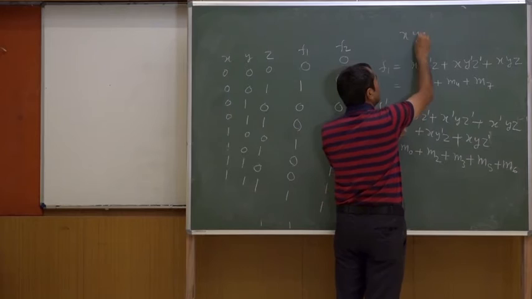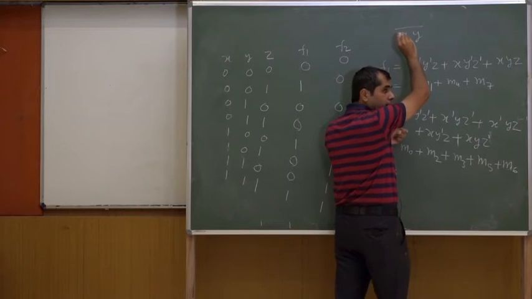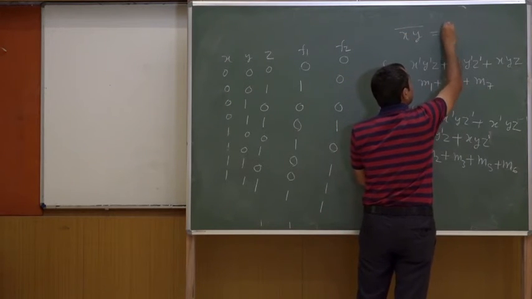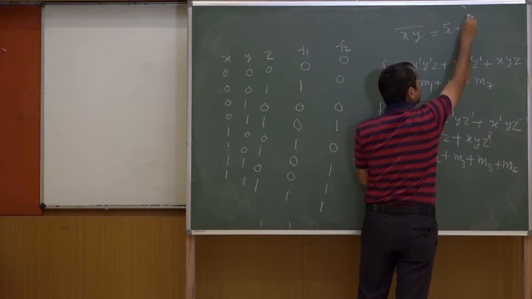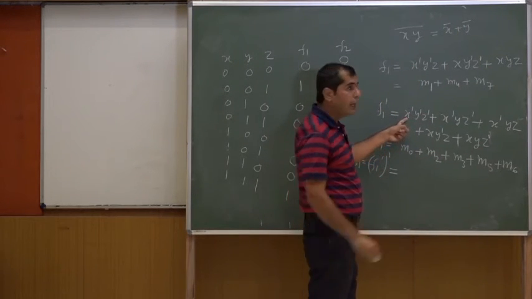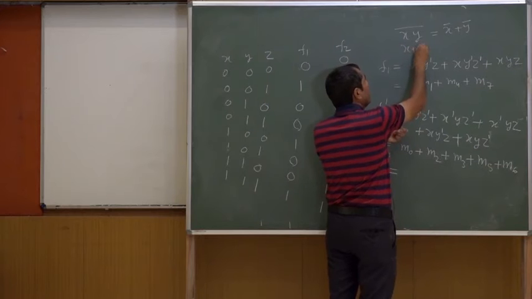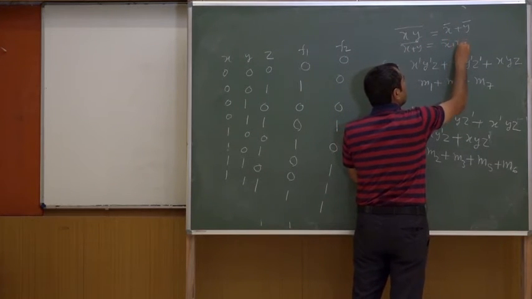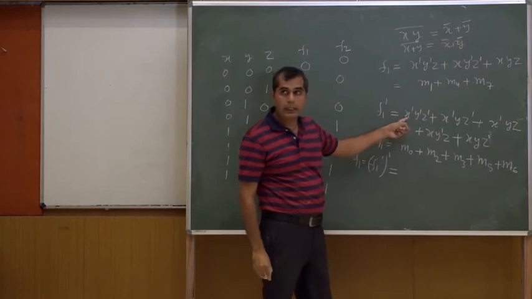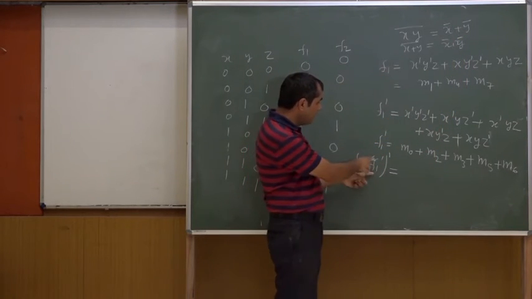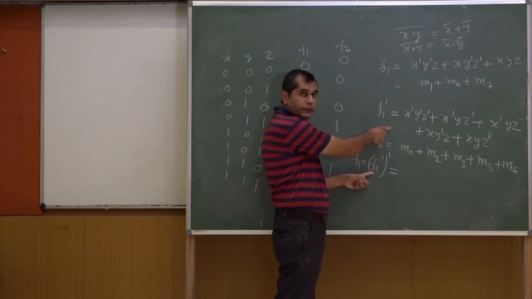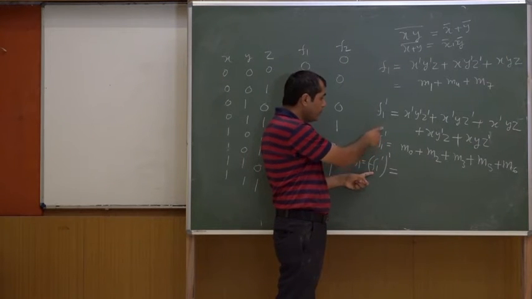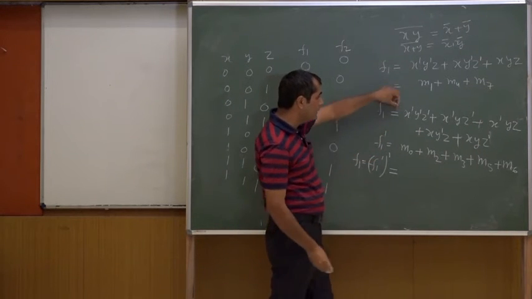If it is (xy) complement, then it becomes x bar plus y bar. Or if we have (x plus y) complement, then it becomes x bar dot y bar. Now, I can use this. Here I am taking the complement of this whole function, f1 prime.